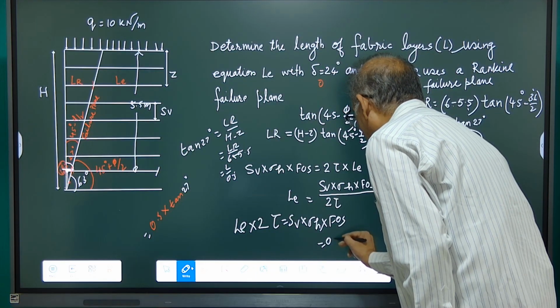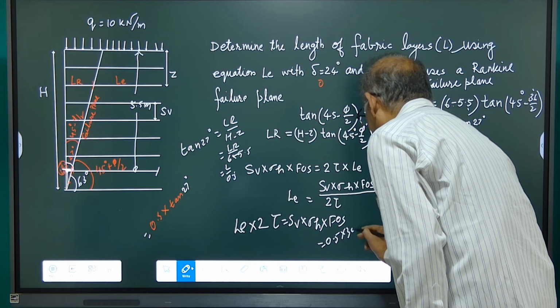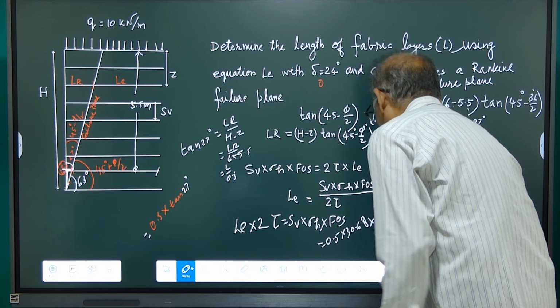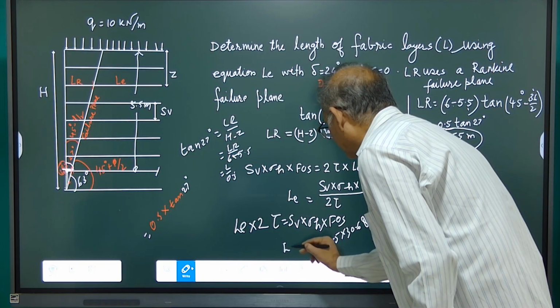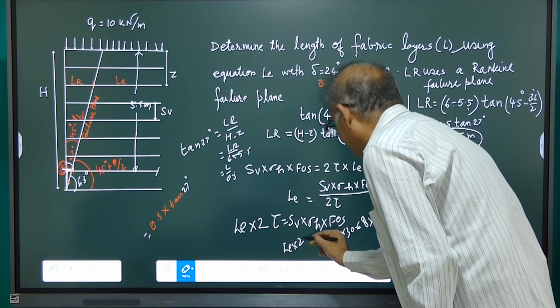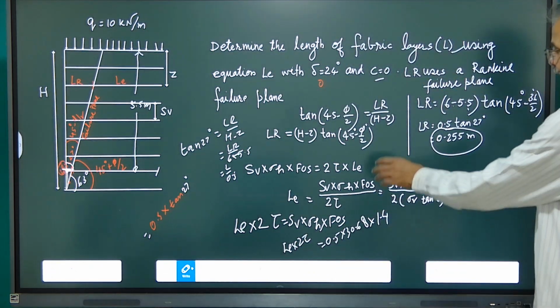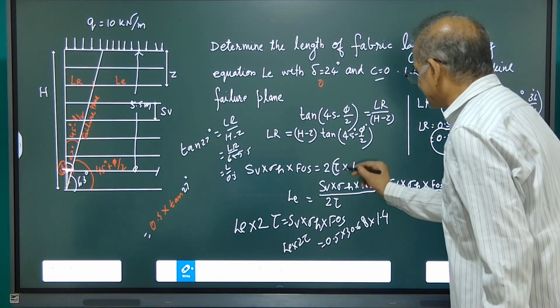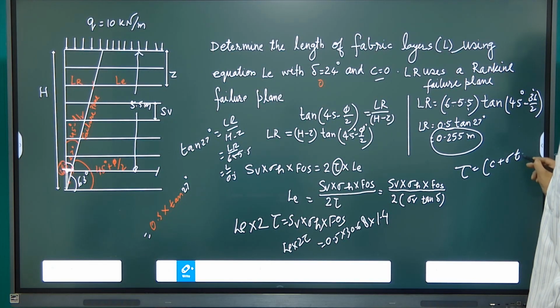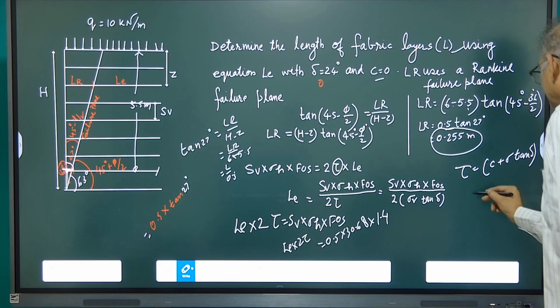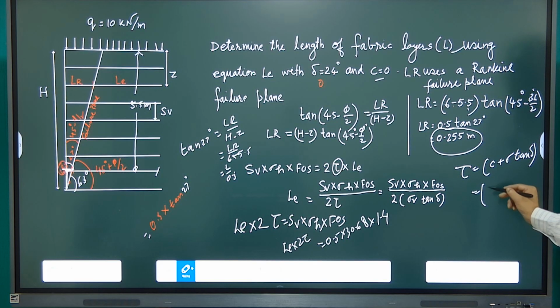So SB is 0.5, sigma h is 30.68, and the factor of safety is 1.4. LE into 2 times stress, and this stress is nothing but tau, which is C plus sigma tan lambda, and C is equal to 0. This sigma vertical is nothing but gamma, the unit weight, into Z. Tan lambda is tan 24.